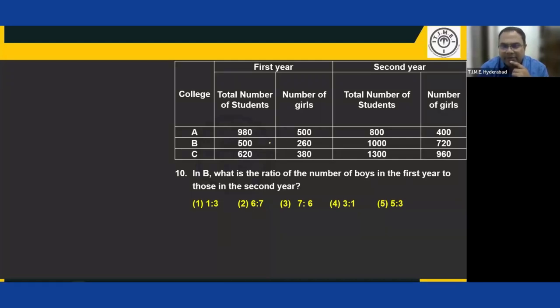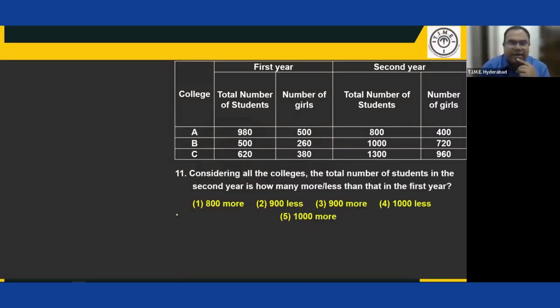Right. Ratio of number of boys in the first year to second year in school B. School B number of boys, 500 minus 260 is 240. 1000 minus 720 is 280. So clearly ratio, 0 will get cancelled. 24 is to 28. So 4, 6, 4, 7. So 6 is to 7. Option 2. Right. So let's move on to the next question, and the last question in the set. Time starts now.